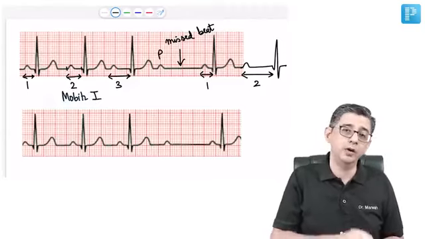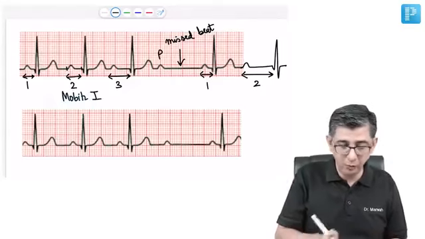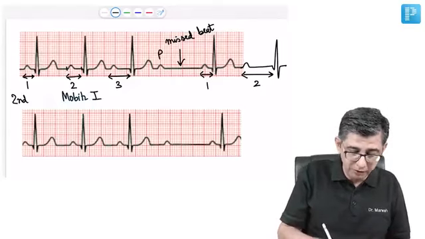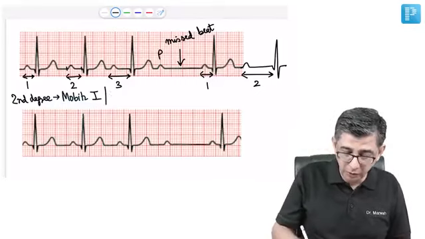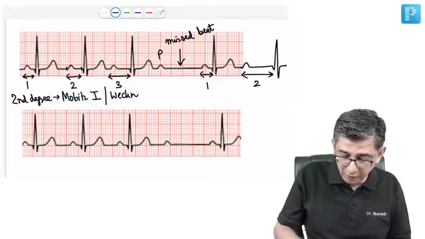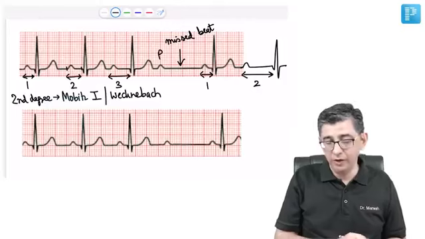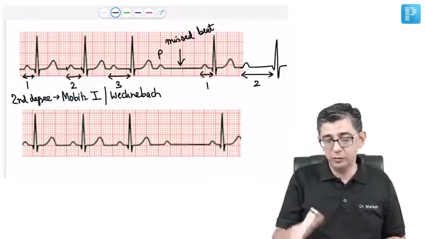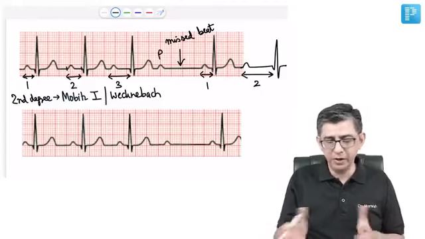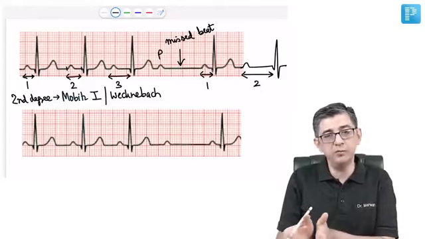Now, second degree heart block is of two varieties, Mobitz 1 and Mobitz 2. So please be patient while I describe Mobitz 2 to you also. But at the moment, I have demonstrated what is called Mobitz 1 heart block. This is also called the Wenckebach phenomenon. The highlight of Wenckebach is that there is a progressive increase in the PR interval, and then there's a missed beat, then again a progressive increase. The rhythm gets reset after every missed beat.